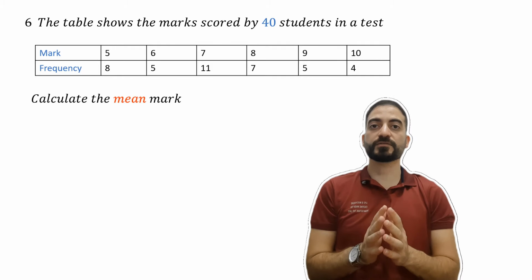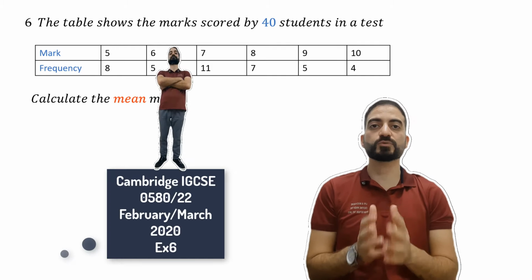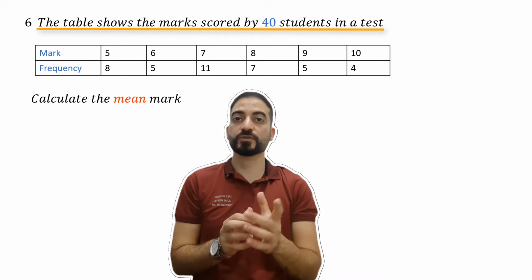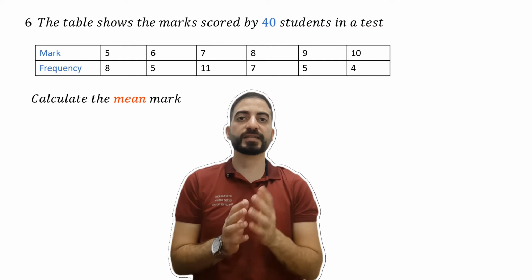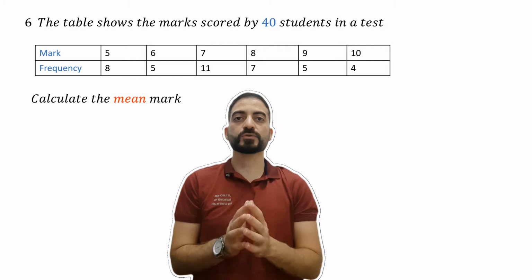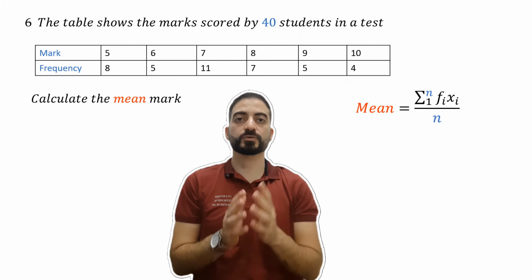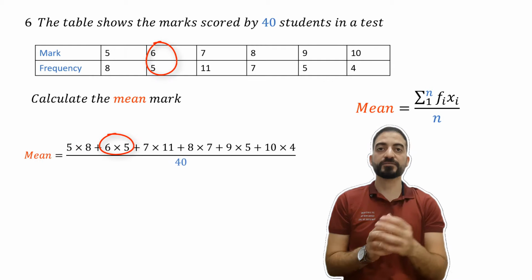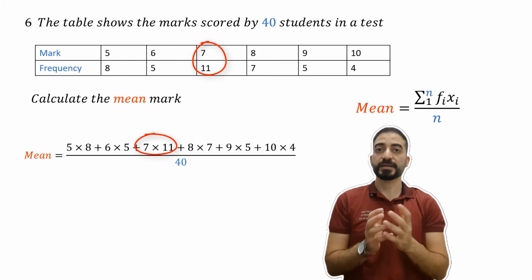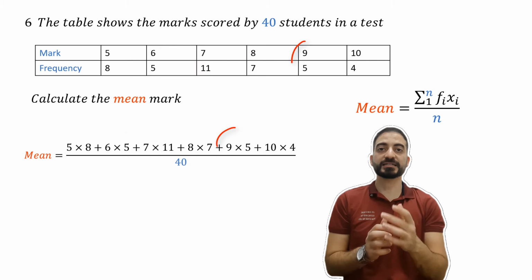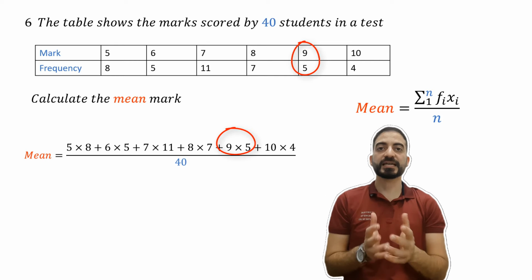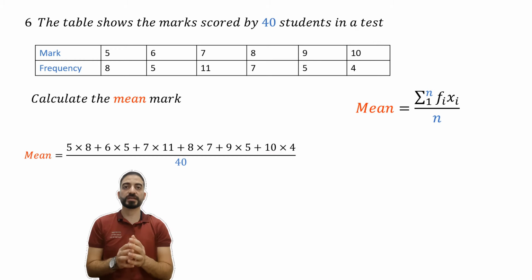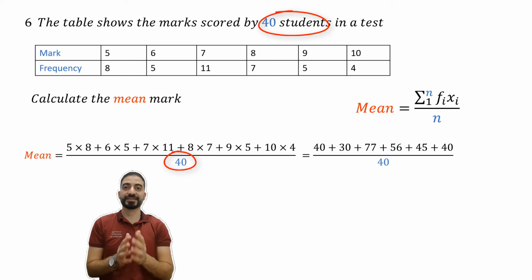Hello everyone, we will start by solving the sixth question of the Cambridge IGCSE 2020 exam. We are required to, the table shows the marks scored by 40 students in a test. Calculate the mean mark. We can use this rule that we apply like this. Multiply 5 by 8 plus 6 times 5 plus 7 times 11 plus 8 times 7 plus 9 times 5 plus 10 times 4, divided by the total number of values, which is 40, and we get this answer.